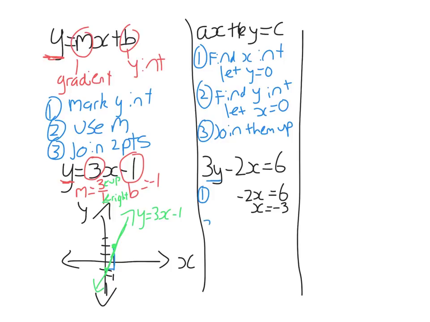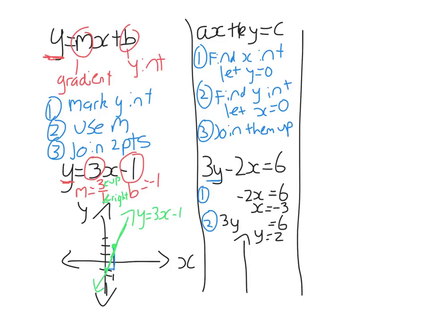Do very similarly for the second part. I'm going to take my equation. This time, I'm going to let x equal 0 to find the y-intercept. The minus belongs to the x, so it goes as well. So I'm left with 3y equals 6, y equals 2. So this line has x-intercept of minus 3, y-intercept of 2.